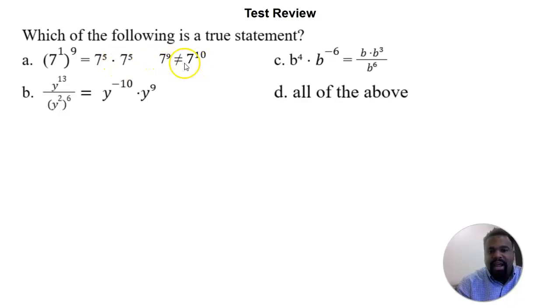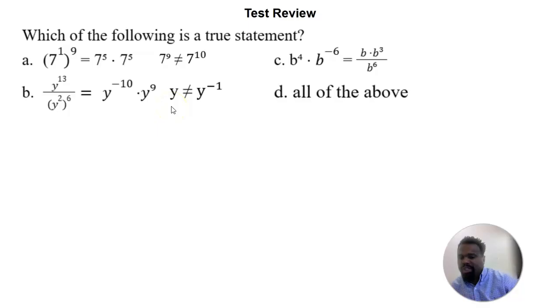And notice 7 to the 9th is not the same as 7 to the 10th, so that's not a true statement there. If you look at B, look at your denominator, that's power of a power. So you're going to multiply 2 times 6, which is going to give you 12. And then that gives you power of a product. Quotient of a product. So then you're going to do 13 minus 12, which gives you 1. So that'll be y to the 1st power, or just y.